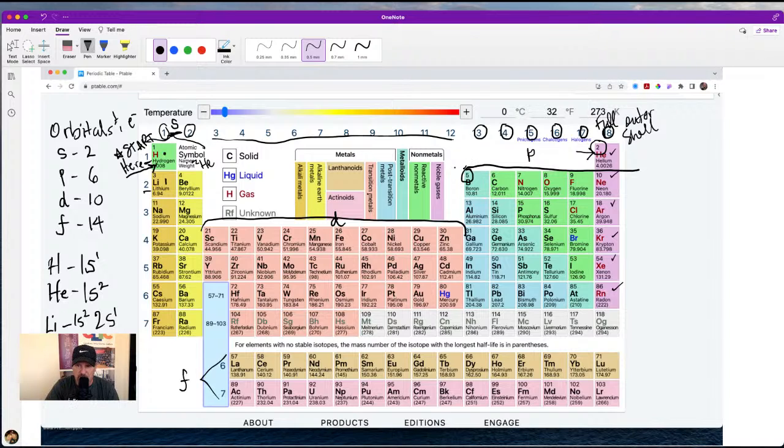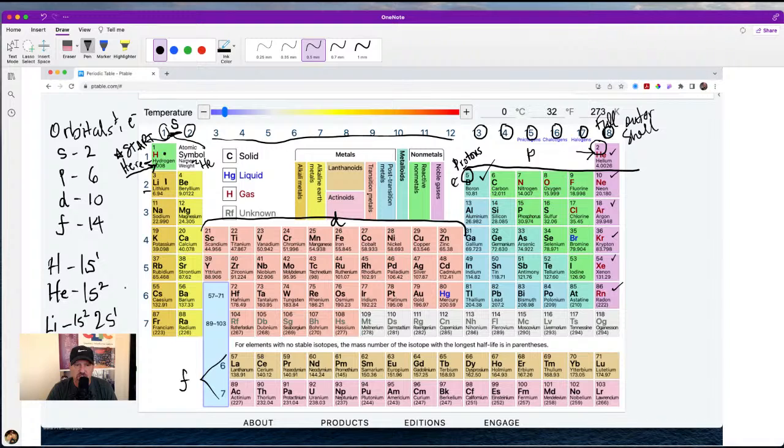Right here is the atomic number. That's the number of protons. And if the element or atom, however you want to call it, is neutral, it's also the number of electrons. So boron should have 5 electrons because it's atomic number 5, 5 protons. There's 2 in the first energy level in the s orbital, 2 in the second energy level in the s orbital for a total of 4, and then 1 in the p orbital of the second energy level. So 2 plus 2 plus 1 is 5, which is exactly how many we should have. 5 electrons, 5 protons. Beautiful, if it's neutral.